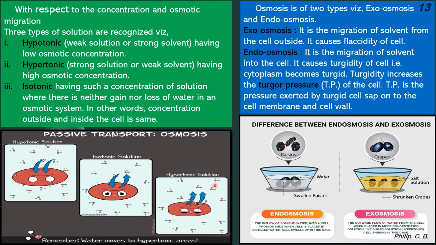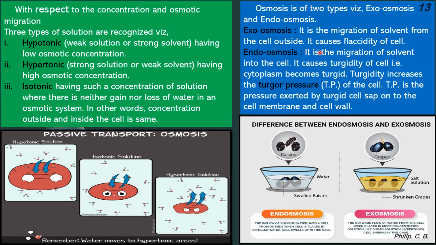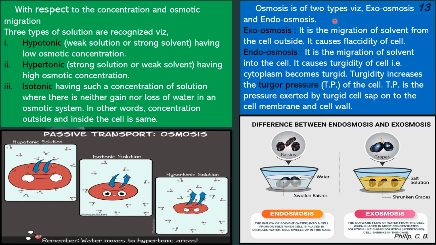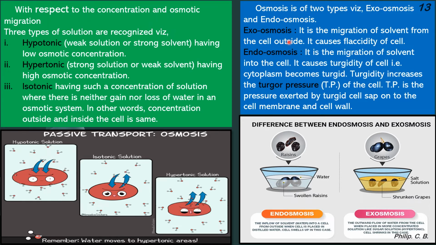In that case, what happens? The water is given from inside to outside, so the cell becomes flaccid. Okay. Now, second here, osmosis is of two types: exosmosis and endosmosis. Now when you say exo, it means outside. Here endo means inside. So exosmosis is the migration of solvent from the cell to outside.